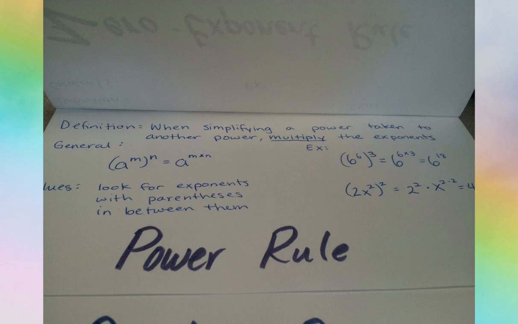For the clues, for the power rule, for example, we would notice that there's going to be an exponent, a parenthesis, and another exponent. When we see that, we should know that we are going to use the power rule.